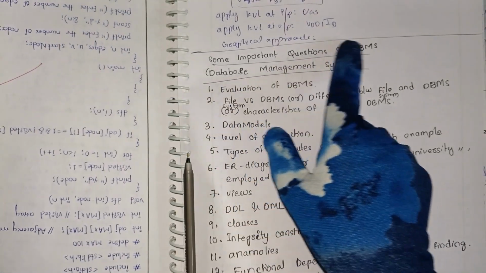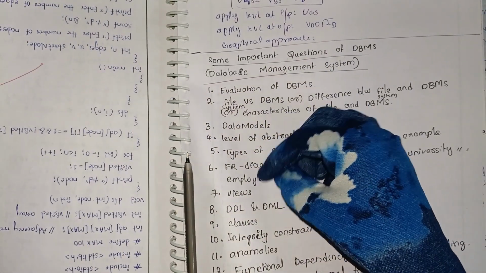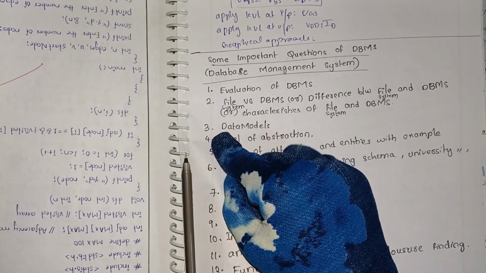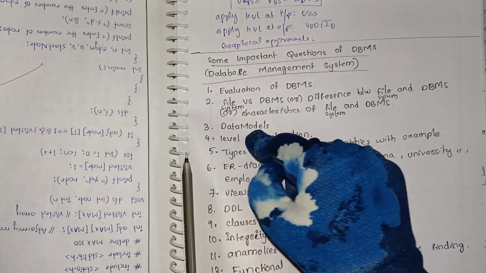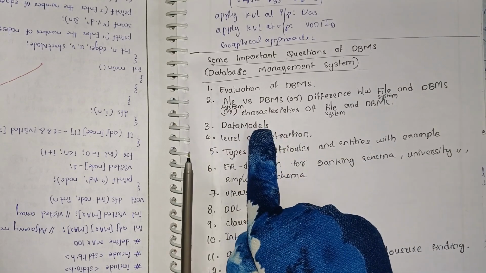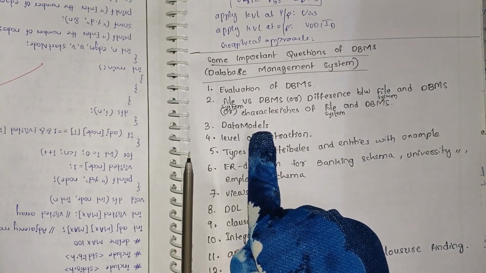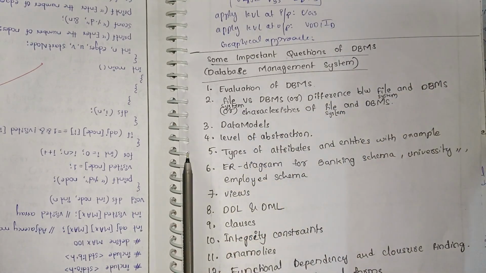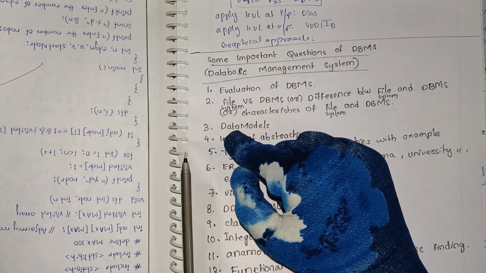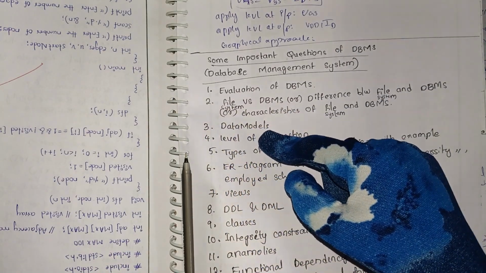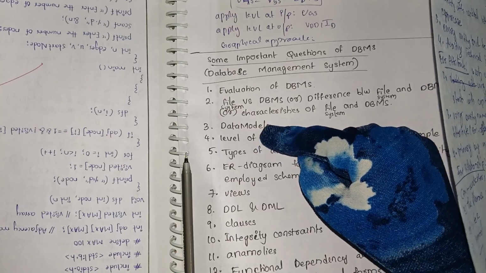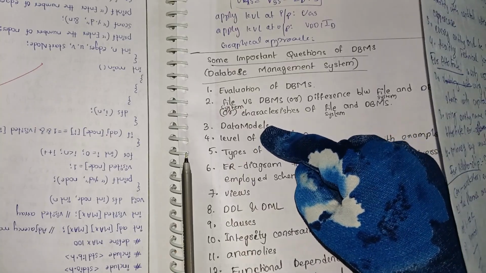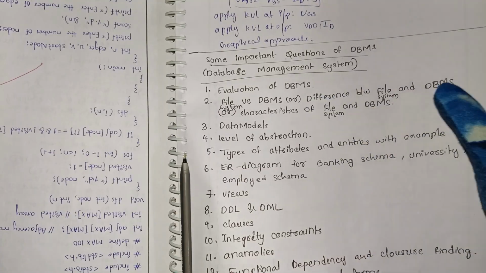So these are some important questions of DBMS. So half answer is more than half data models are completed. So I am explaining in this video the one type of data model, which is object based data model.